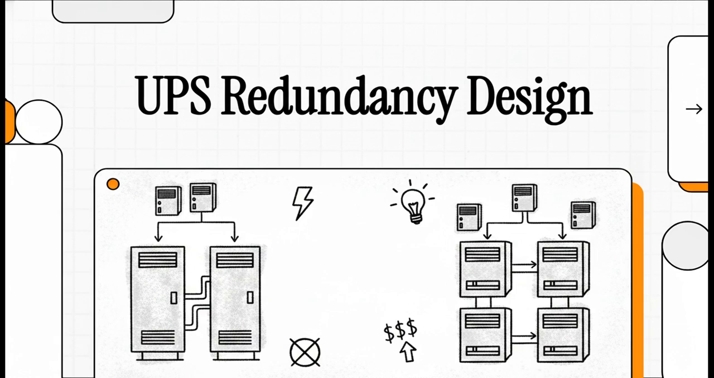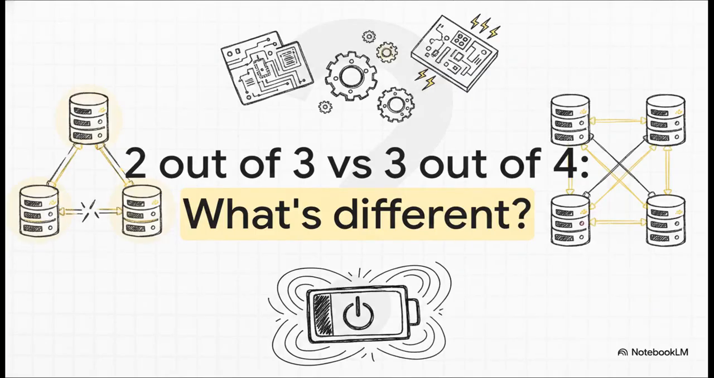We're going to unpack the heavy-duty engineering that prevents these total blackouts, UPS redundancy design. And specifically, we'll be breaking down the 2 out of 3 versus the 3 out of 4 architectures. Now, you've probably heard infrastructure engineers throwing around terms like 2 out of 3 or 3 out of 4 and thought, okay, what exactly is the difference?